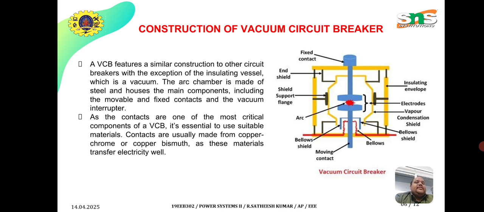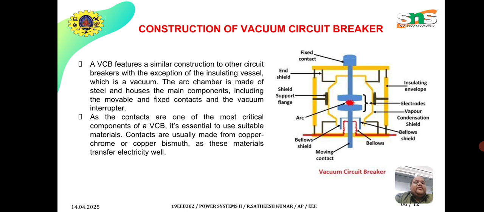On the right side, we have shown the vacuum circuit breaker construction diagram. A vacuum circuit breaker features a similar construction to any other circuit breaker, with the exception of the insulating vessel, which is in the vacuum. The arc chamber is made up of steel and houses the main components, including the movable and fixed contact in the vacuum interrupter.